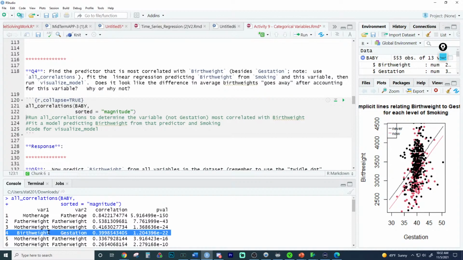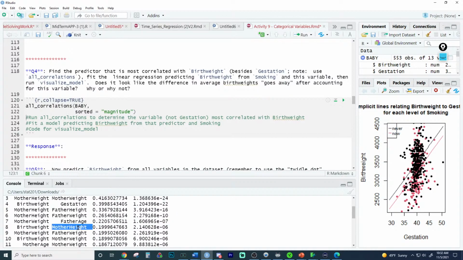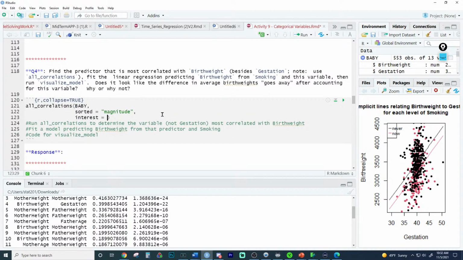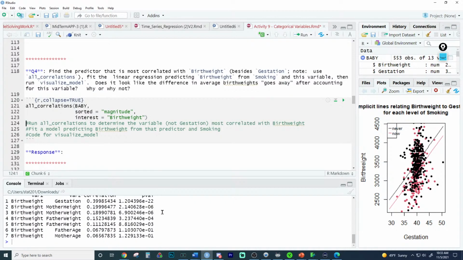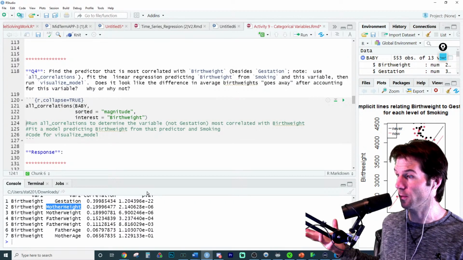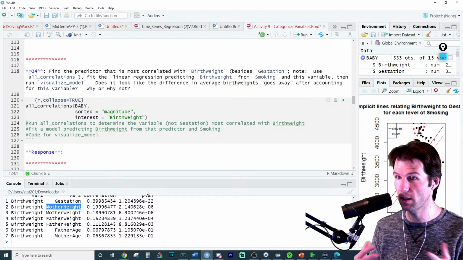We could figure out gestation's most correlated and search through to find certain things. But let's go and do interest equals and put birth weight in here. And this should do it. And now we have gestation is the most correlated, but mother's height is the next most correlated. So kind of, how tall is the mother? That's going to be correlated with how big is the baby.